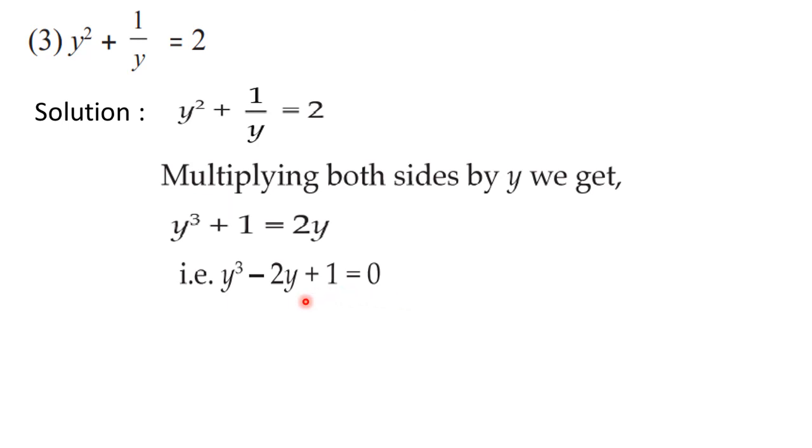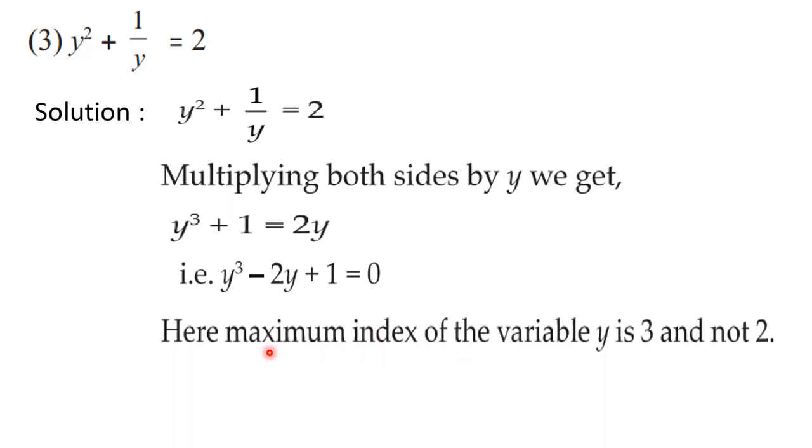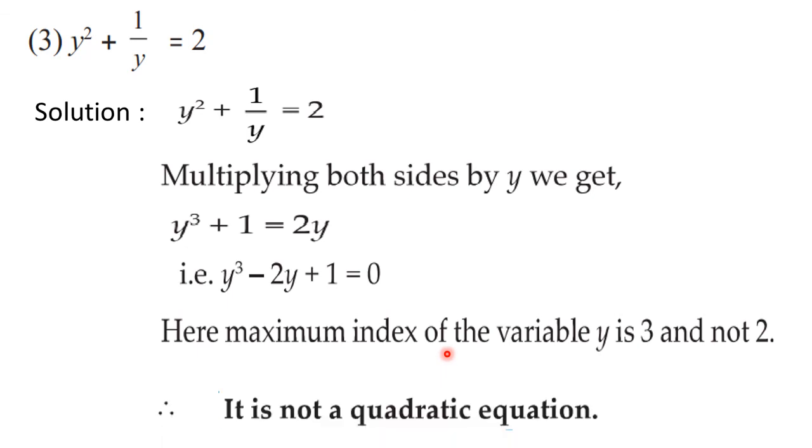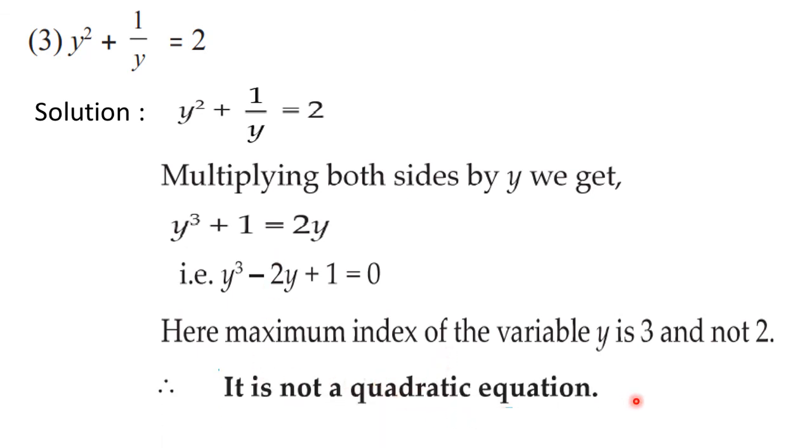Now check two conditions. First, do you have only one variable? Yes, the first condition is verified. The second condition is about its degree or highest index. See here, the highest index is 3 and not 2. We want 2. That means the second condition is not verified. Therefore, it is not a quadratic equation. So what we can write here is: the maximum index of the variable y is 3 and not 2, and therefore it is not a quadratic equation. This way you have to justify your answer.